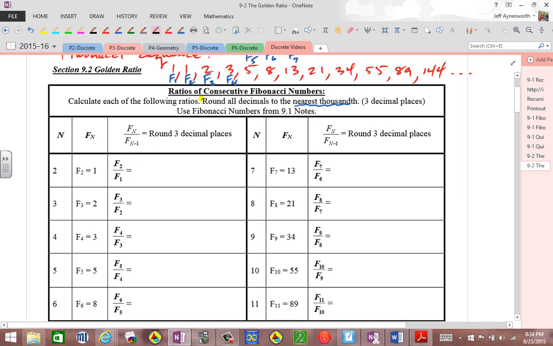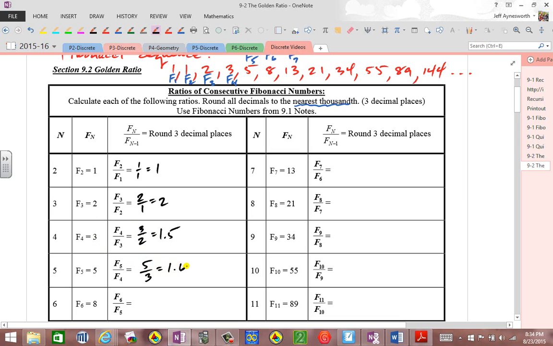So F2 divided by F1. So we'll go 1 divided by 1. This is a tough one. I know you don't need a calculator for that, do you? And we get 1, of course. And then we take the third Fibonacci number, which is 2, divided by 1, and that's just 2. I'm going to calculate a bunch of ratios here. Then F4 is 3, and 3 divided by 2 is 1.5. We don't need a calculator there. And then we take 5 divided by 3, which is 1 2/3.